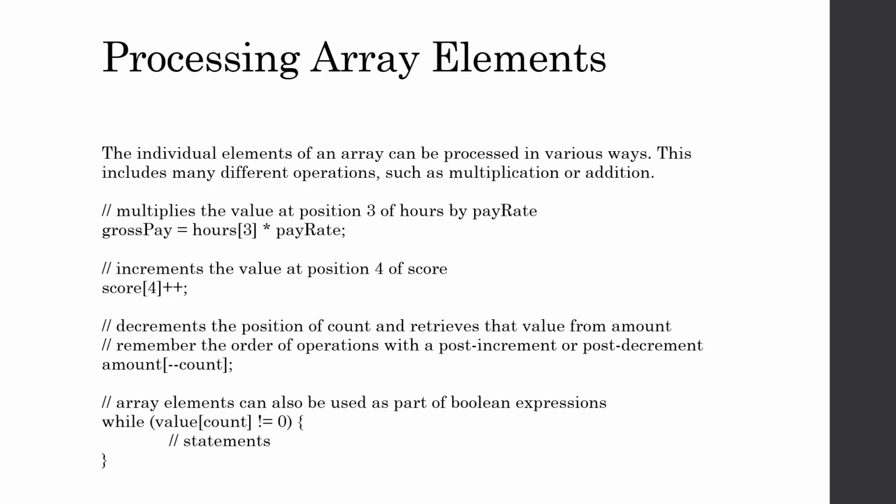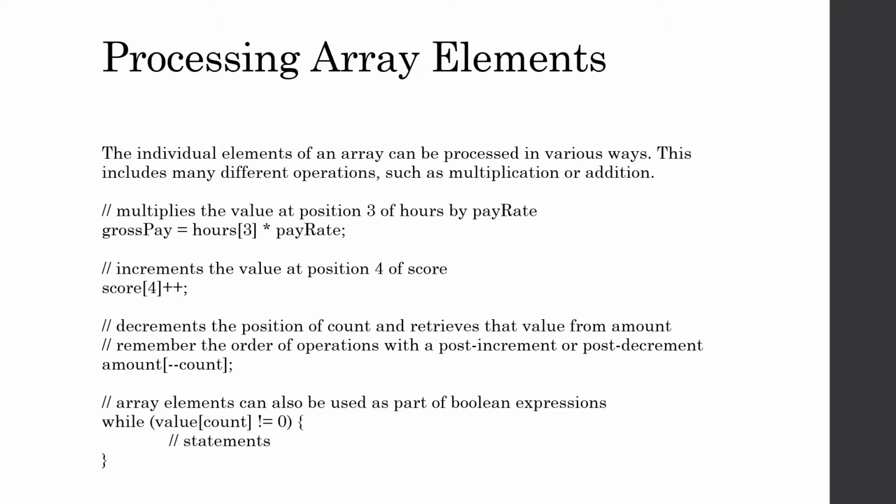So whatever count happens to be, say maybe it currently holds the value 2, for example. Whenever we complete this operation here, we're going to decrement it. We're going to subtract 1 from count, so it goes down to position 1, and then we're going to go ahead and get the value that is at that position of amount.